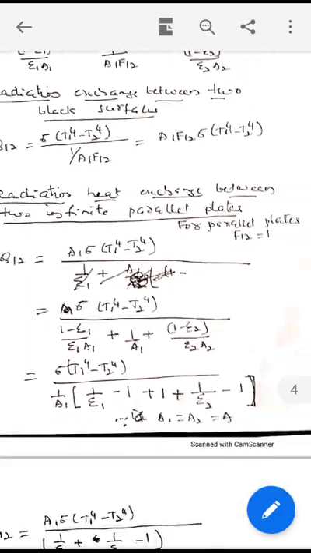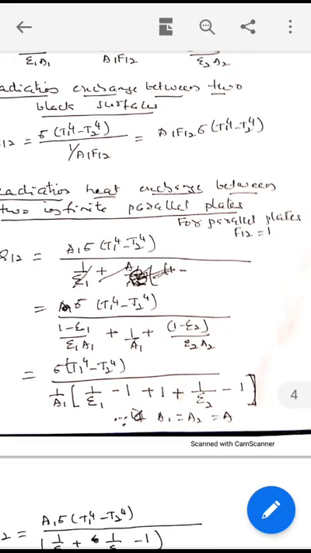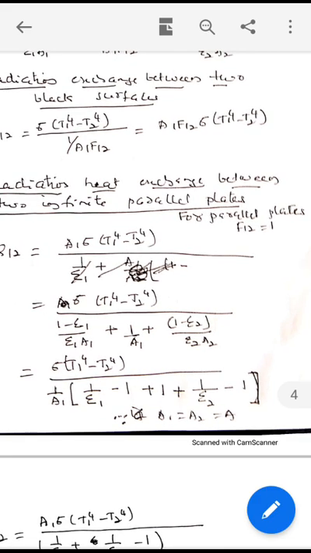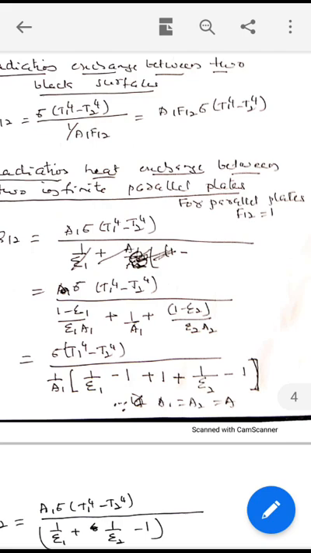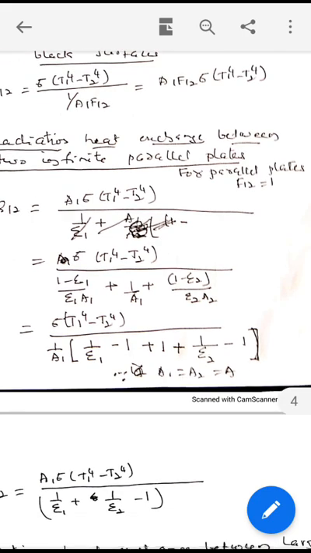Now, we will apply this to radiation heat exchange between two infinite parallel plates. So, again we have sigma (T1 raised to 4 minus T2 raised to 4) divided by, for infinite parallel plates, F12 equal to 1, the shape factor of 1 with respect to 2 is equal to 1, and the area of all the plates is the same. So, substituting these values in the denominator, (1 minus epsilon 1)/(epsilon 1 A1) plus 1/A1, because F12 is 1, plus (1 minus epsilon 2)/(epsilon 2 A2), will give sigma (T1 raised to 4 minus T2 raised to 4) divided by 1/A1 times (1/epsilon 1 minus 1 plus 1 plus 1/epsilon 2 minus 1).